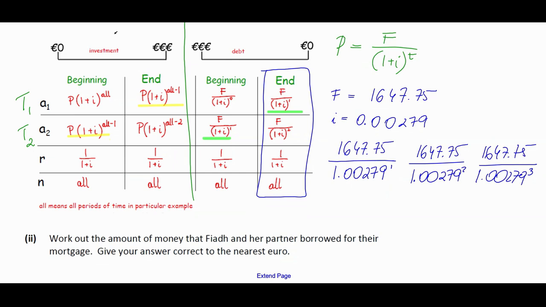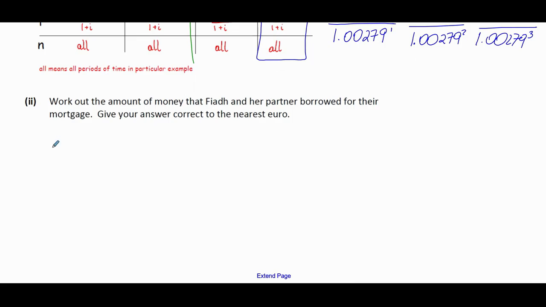Okay, now next part. So therefore, we have to work out the money that Fia and her partner borrowed for the mortgage because that's not what we are told. We don't know how much they borrowed. We only know how much they are repaying. So if I am applying the Sn formula, let's get that formula: the first term times 1 minus r to the power of n, over 1 minus r.